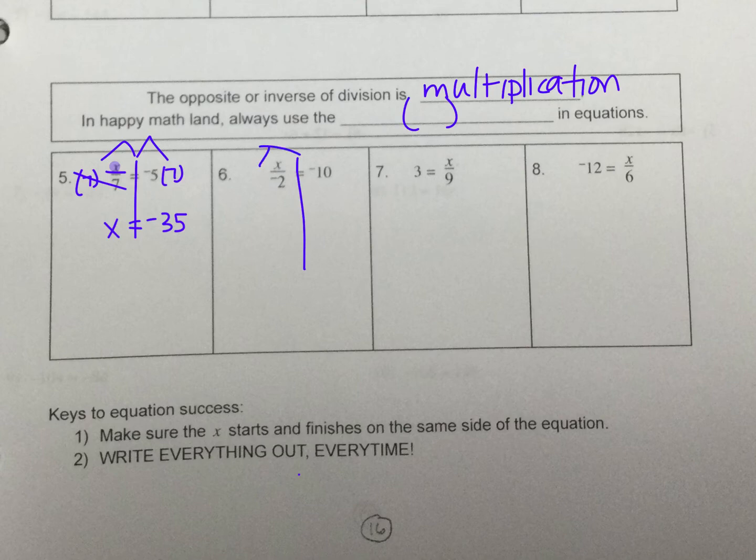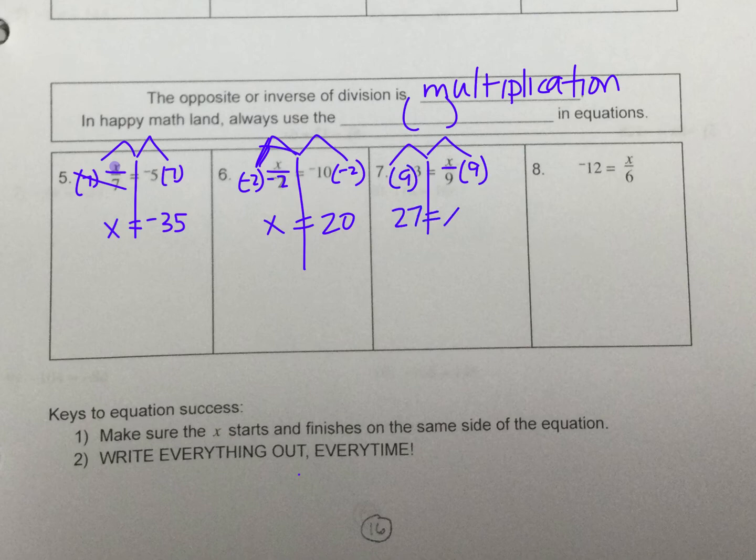Same here. Got my house. That's a beautiful house. The x wants to be alone, which tells me that the divided by -2 is going to have to move. Well, that means I'm going to do the opposite and multiply by -2. x equals 20. This is the same thing. He's in the other house, but we're still dividing by 9, which tells me I need to multiply by 9. 9 times 3 is 27, equals x.